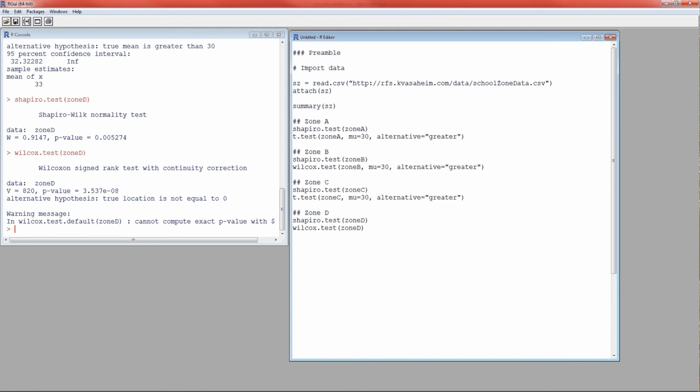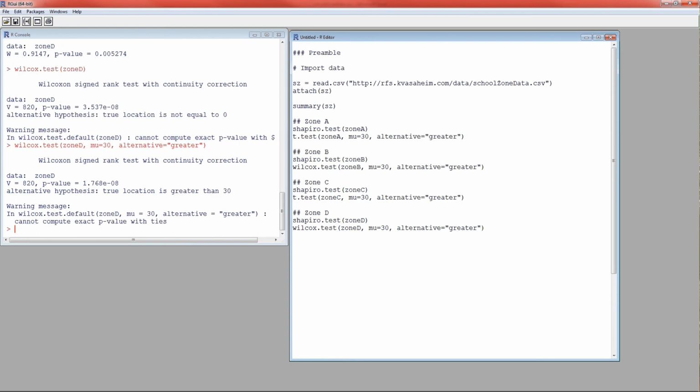What did I do wrong? Yes, I have to add in mu equals 30 and the alternative. When I did not include mu equals 30 and the alternative, what the Wilcoxon test was testing was whether or not the mean of zone D was equal to 0. If you don't specify a mu, the default is 0. If you don't specify an alternative, the default is not equal to, or two.sided. That's important. And now we run the correct Wilcoxon test.